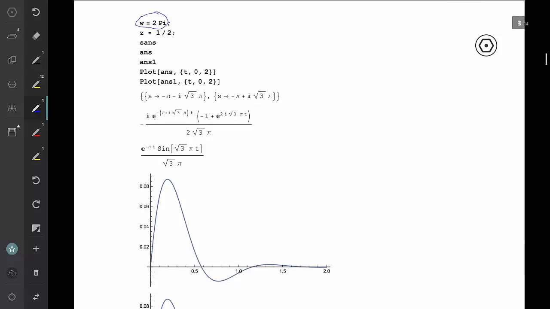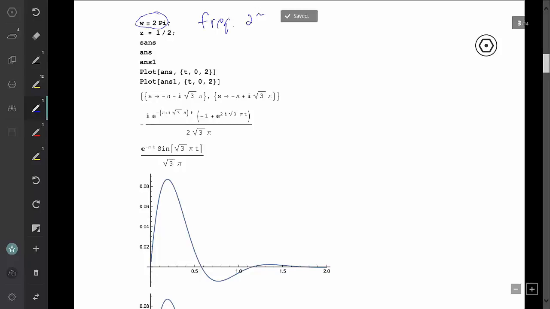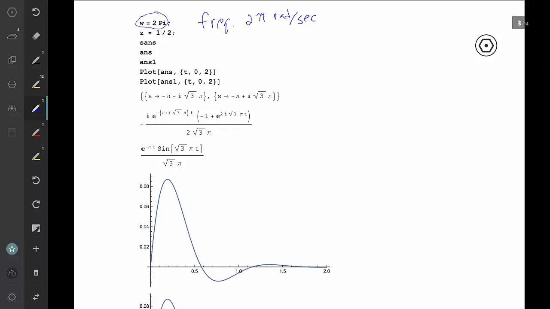Here again I'm picking two numbers. This guy is the frequency. It's going to be the same as before. Frequency is going to be 2 pi radians per second. On a test, I would expect you to be able to convert that to degrees per second, cycles per second, cycles per minute, revolutions per minute, all of those things.